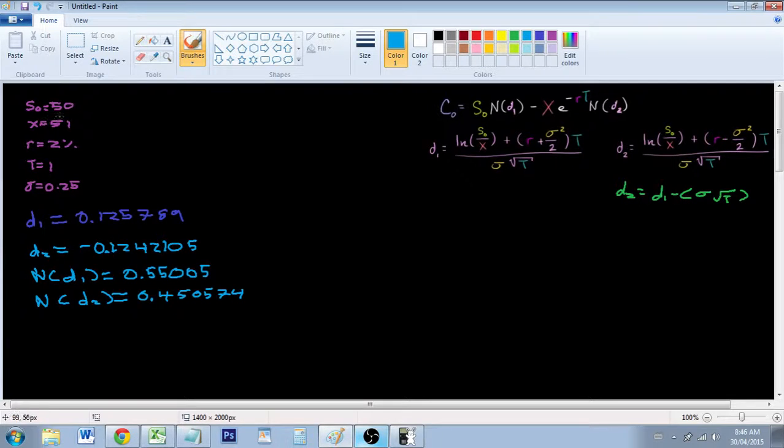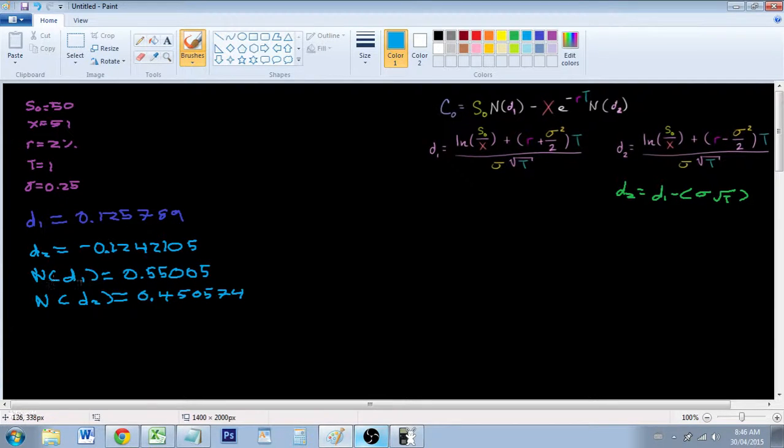So if we have our parameters here, we make up some numbers: stock price of $50, exercise price of $51, risk-free rate of 2%, time period of 1, and volatility of 0.25. You stick that into this formula, you end up with this number, 0.125789. To calculate D2, plug that in, you get this number.